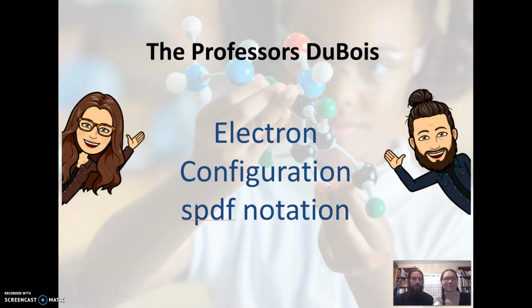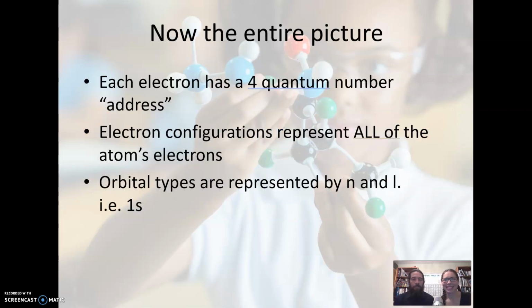In this video lecture we're going to talk about electron configuration using the spdf notation. We've been talking about these quantum numbers, and the quantum numbers give us the address, right? So it gives us the orbital that the electrons are in. We've been thinking about just one electron at a time, so now we're going to look at the entire picture: all the electrons in an atom, and what the atomic structure is. We need to know what all the electrons are and where they're housed, and what these orbitals look like, their size and shape.